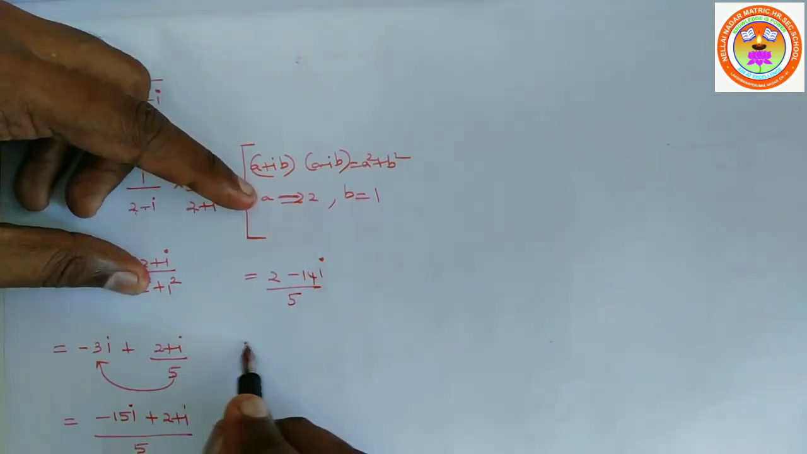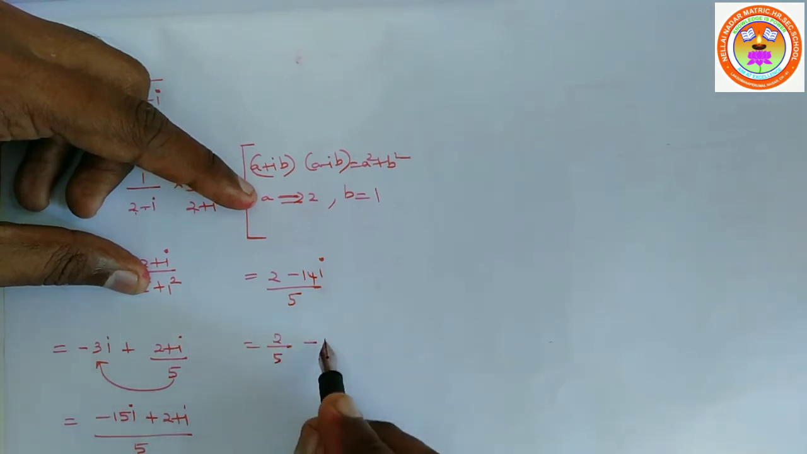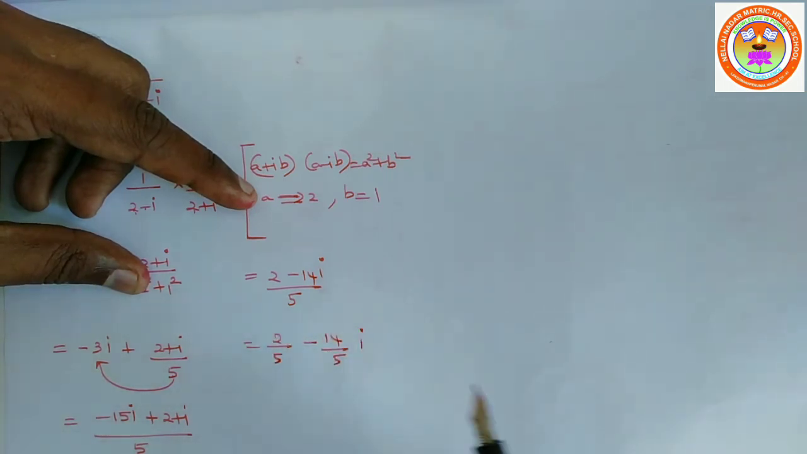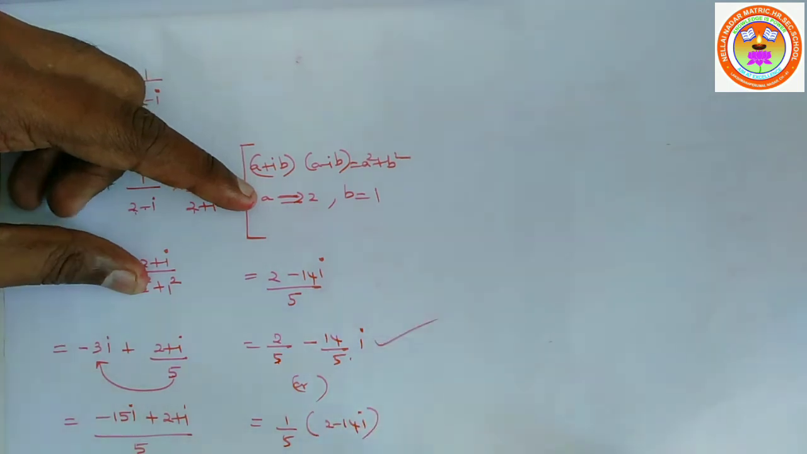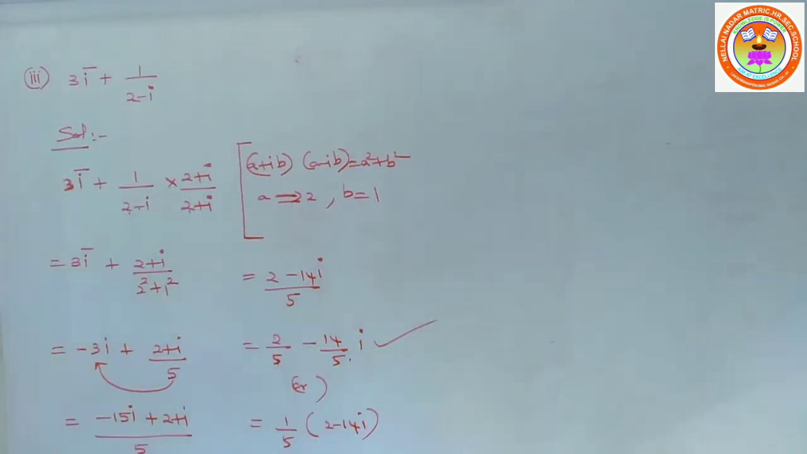First you can write in division form: 2 by 5 minus 14 by 5 i. This is real, this is imaginary. Otherwise you can write 1 by 5 outside, 2 minus 14i, but this is the correct form, rectangular form, real and imaginary.